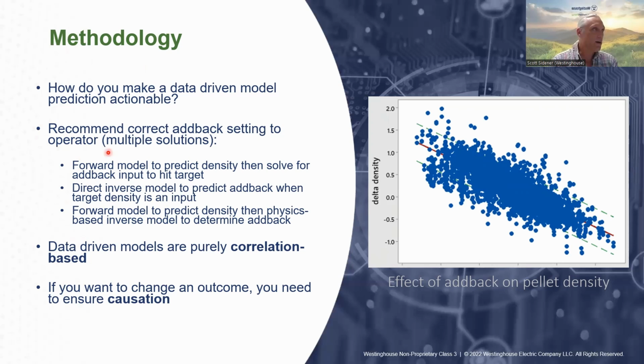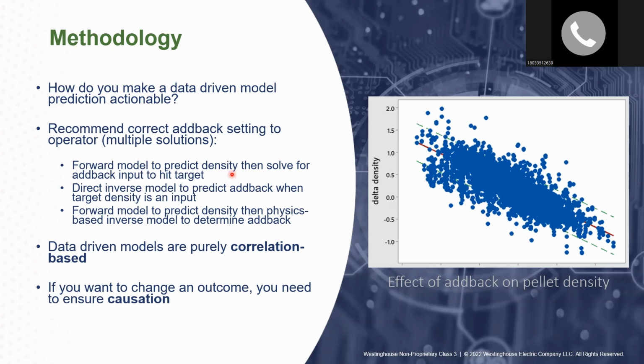We could turn that problem around and conversely make a model that directly predicts what the add back would be when we set the target density that we want as an input. So this is an inverse model. We could just directly create an inverse neural net model. So, we could do a forward model and solve for the add back. We could do a direct inverse model, but here's the problem. We ran into a challenge with either of those two approaches.